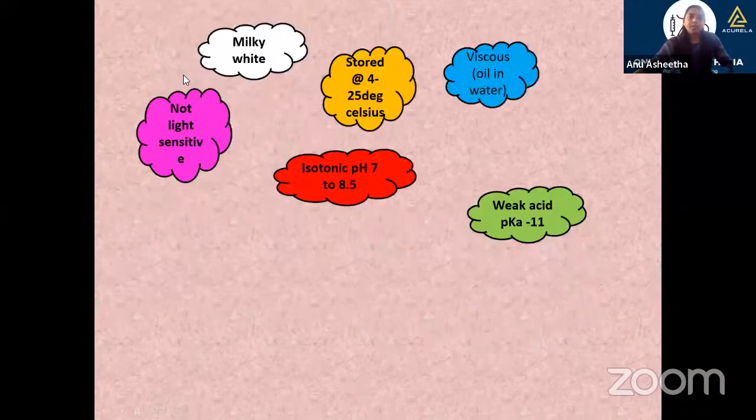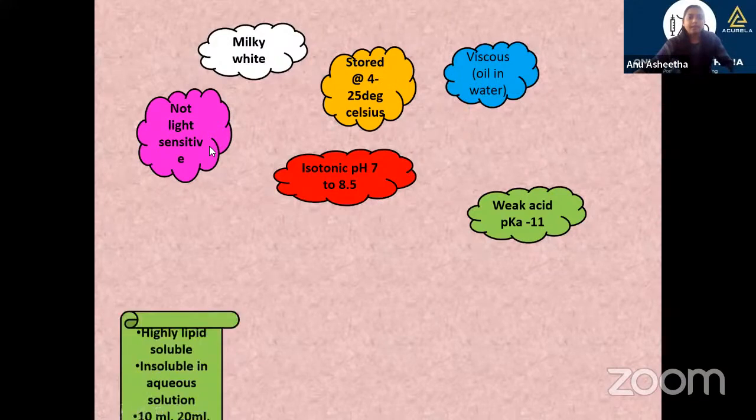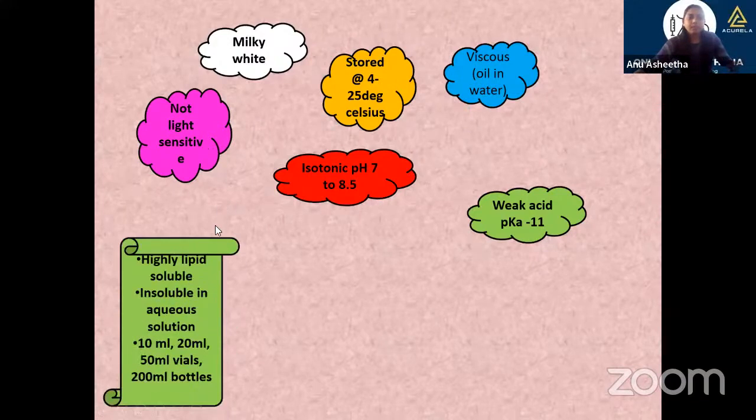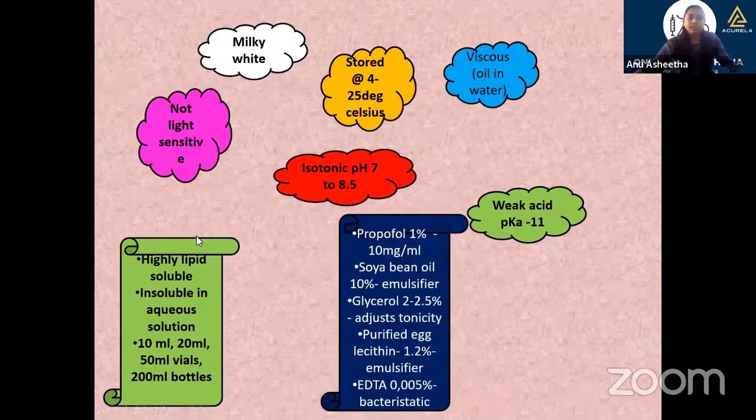Now, these are the properties. They are milky white in color, stored at 4 to 25 degrees Celsius. They are isotonic with a pH of 7 to 8.5. Weak acid, that is pKa is 11. This refers to the degree of ionization, which is responsible for the absorption. Then viscous oil in water, not light sensitive, highly lipid soluble and insoluble in aqueous solution. 10 ml, 20 ml, and 50 ml vials and 200 ml bottles were available.